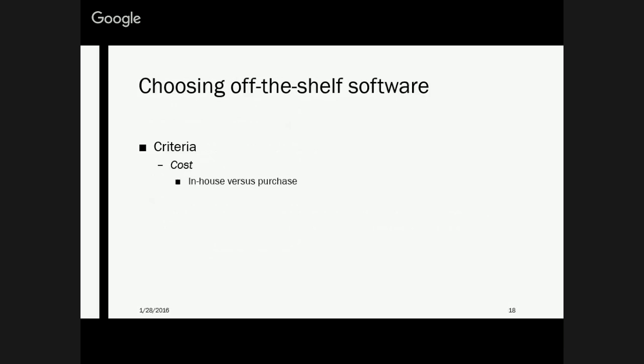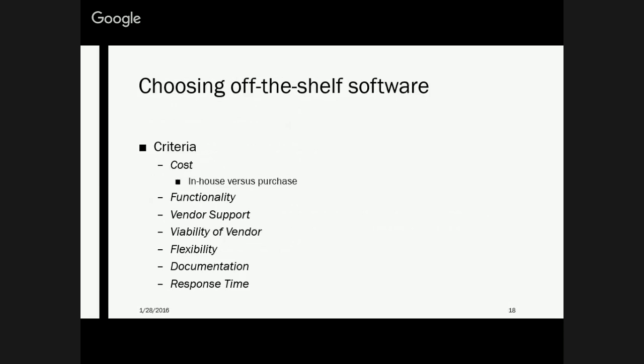So the cost, in-house versus purchased, or any of the other choices. Then functionality, vendor support, viability of the vendor, flexibility, documentation, response time, ease of installation. So these are the criteria they lay out there.